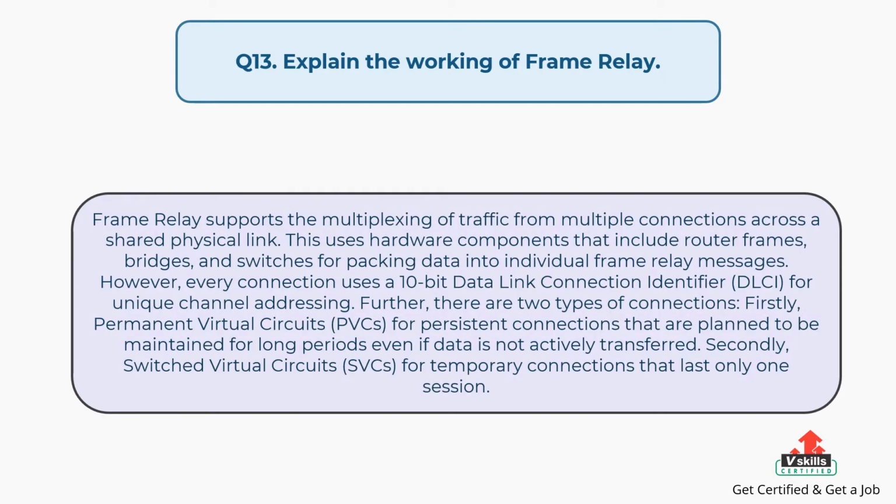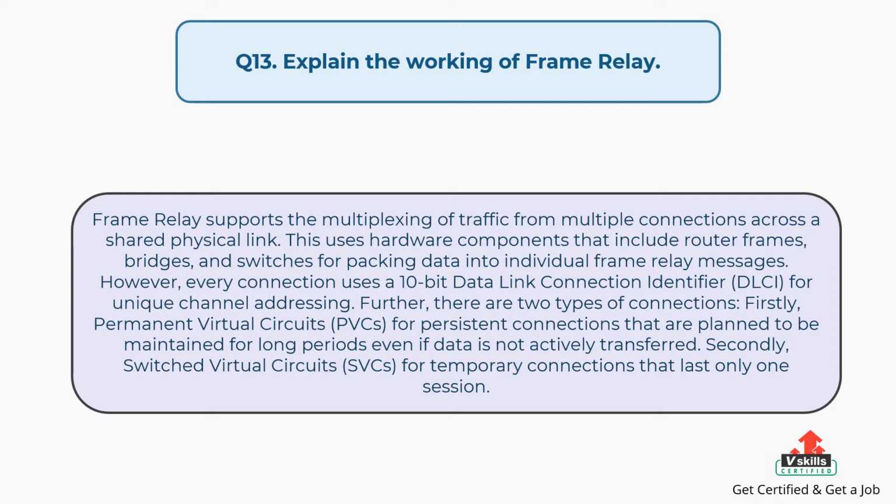Question number 13. Explain the working of frame relay. The answer is: frame relay supports the multiplexing of traffic from multiple connections across a shared physical link. This uses hardware components that include router frames, bridges, and switches for packing data into individual frame relay messages. However, every connection uses a 10-bit data link connection identifier for unique channel addressing.